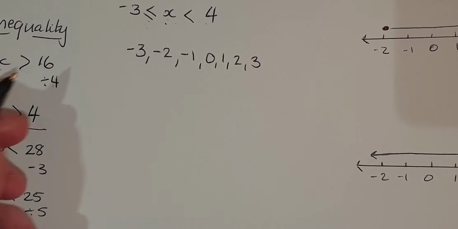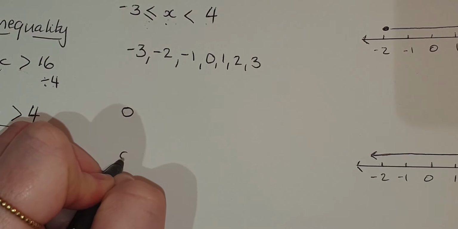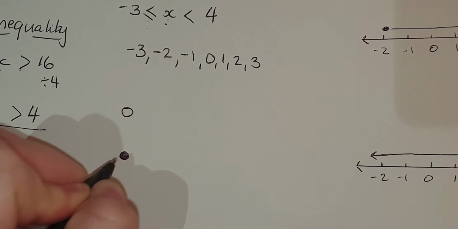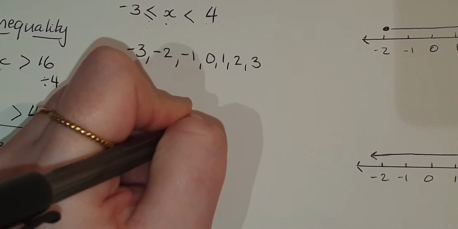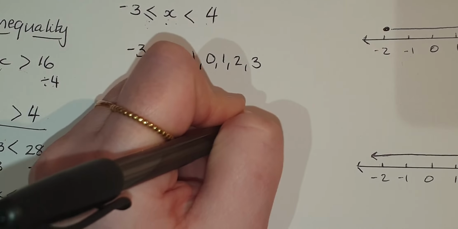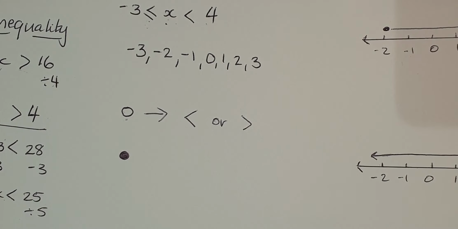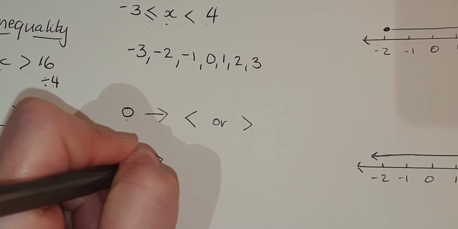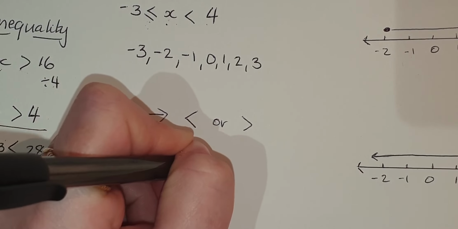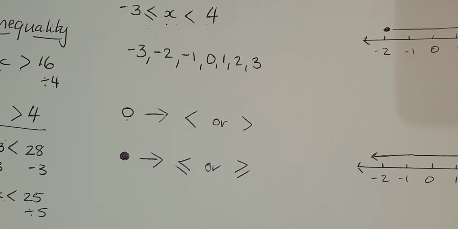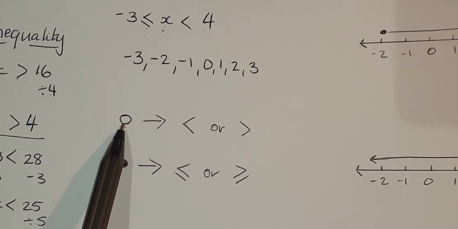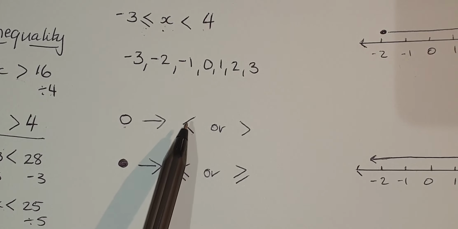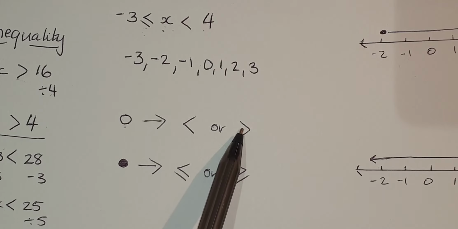The main things you need to know is open dot or closed dot. If it is an open dot, it is a less than or a greater than sign. If it is a closed dot, it is a less than or equal to, or a greater than or equal to sign. Closed dot is equal to. Open dot is not. Both have less than or greater than.